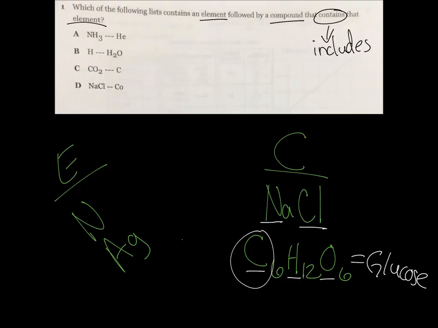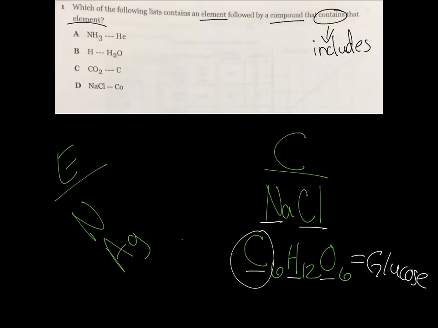So let's look back at our answer choices to see if we can figure out which one the right answer should be. Alright, so when you're looking for an element followed by a compound, first of all, the element has to come first because the compound follows it. And so just by looking at that, if you look carefully here, there's actually only one that even starts with an element first. But let's look through all of them just to make sure.